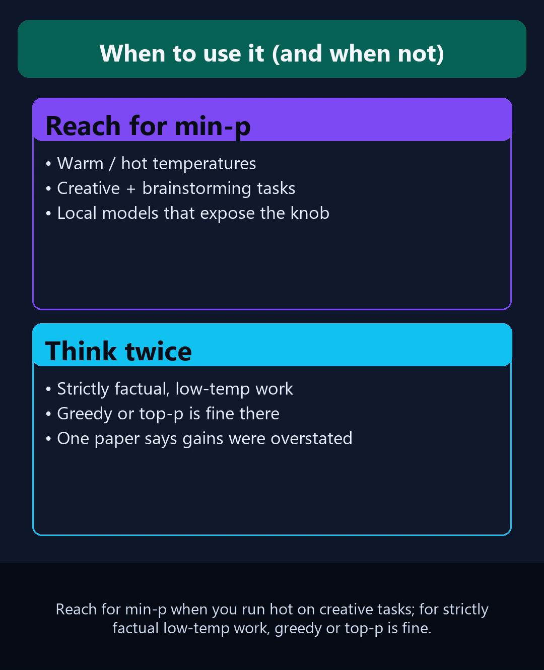So when should you reach for it? Anytime you run warm or hot temperatures, on creative tasks, or on local models that expose the knob. And when should you think twice? A recent critical paper argues some of the human eval gains were overstated. So for strictly factual, low-temperature work, plain greedy decoding or top P is fine. MinP mainly earns its keep when you turn the heat up.